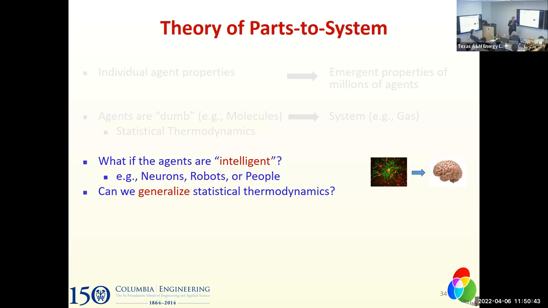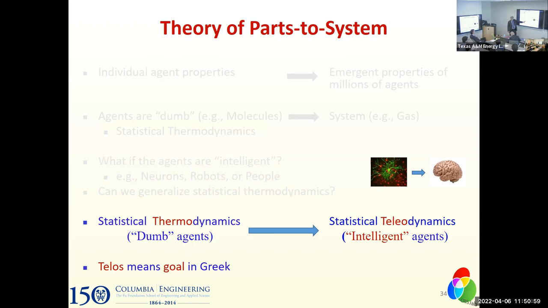And these agents could be neurons, because my interest was, how do you go from neuron to brain to mind? And then robots and people and so on. So can we generalize statistical thermodynamics? It took me some 30 years. And then, yes, it can be. The new discipline, I call it statistical teleodynamics. Telos, as Stratos knows very well in Greek, means goal.